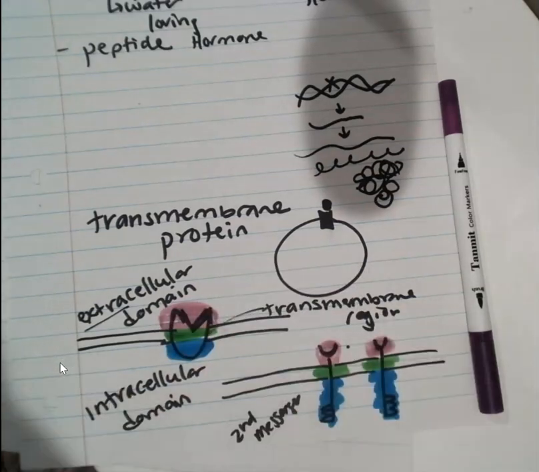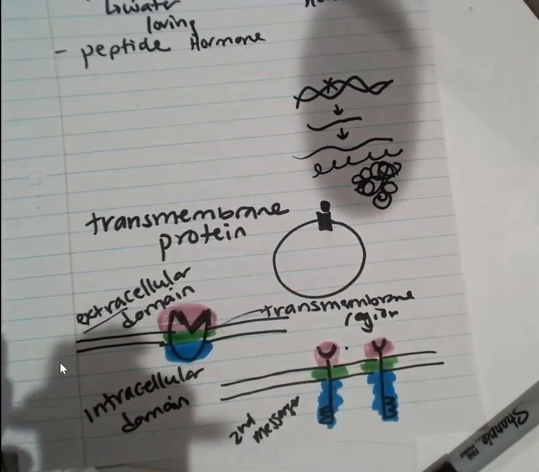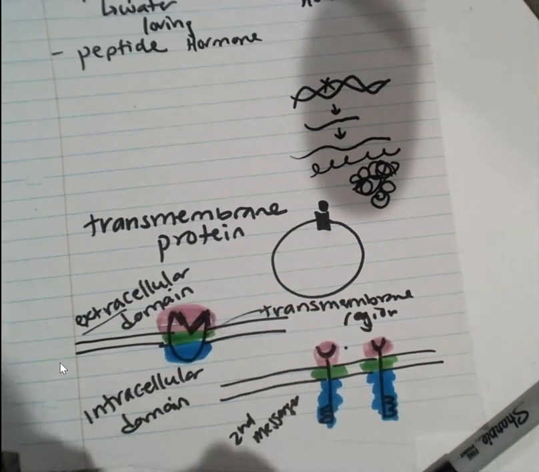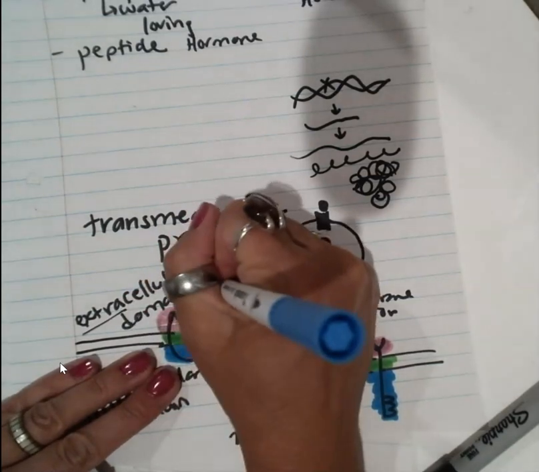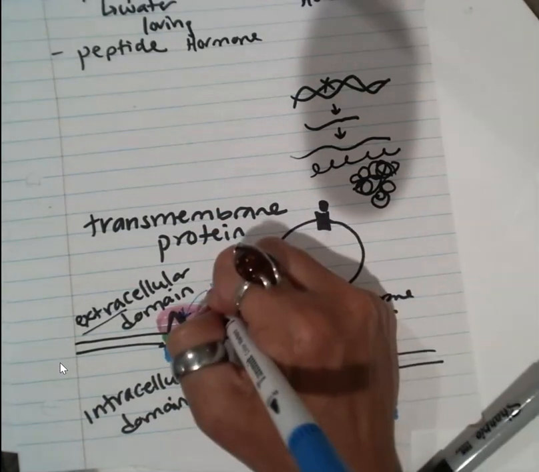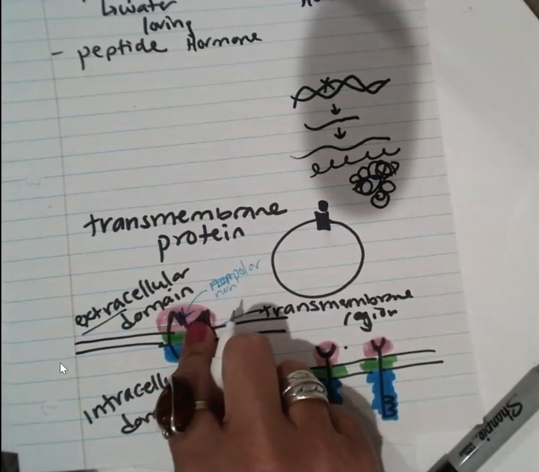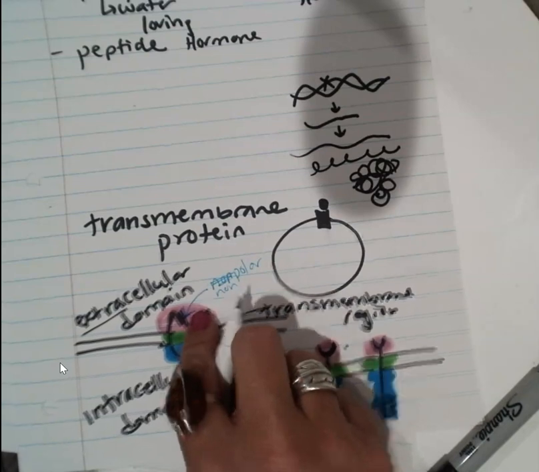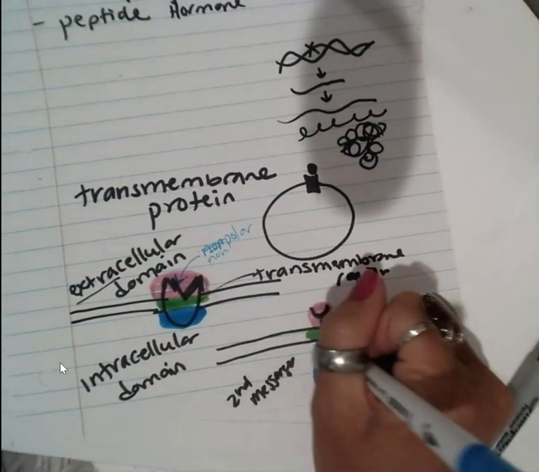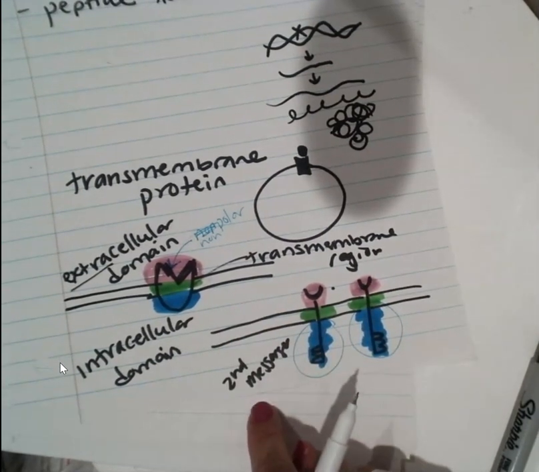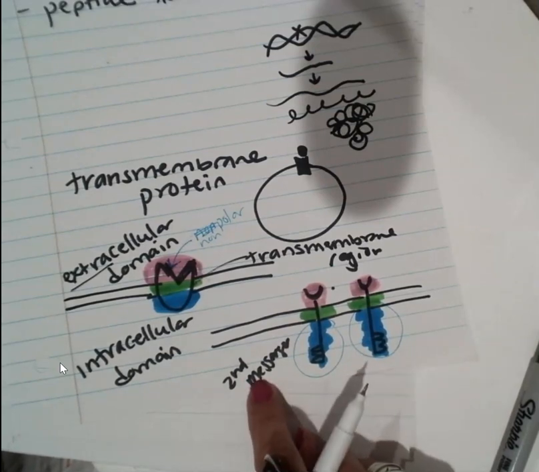For example, let's say maybe this area right here had a polar amino acid, and then a mutation occurs and now it's a non-polar amino acid. Well, maybe now that signaling molecule won't be able to attach. Now, if you have a mutation occur in that transmembrane region, that might affect passing the message on and starting the activation of a second messenger.